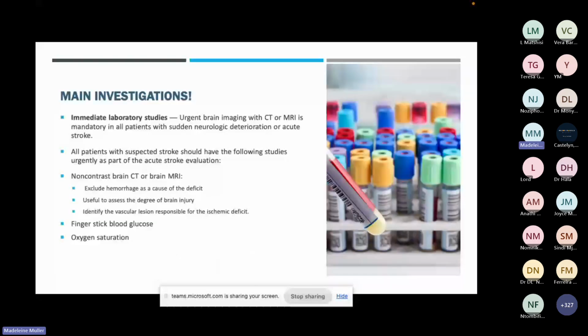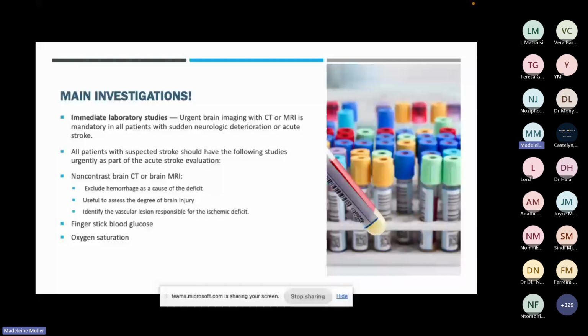All right, so these are the main investigations. So basically the investigations that the patient has to have and should be the first ones to be done. An urgent brain imaging with CT or MRI is mandatory in all patients with sudden neurological deterioration or acute stroke. All patients with suspected stroke should have the following studies urgently as part of the acute stroke evaluation. So a non-contrast brain CT or brain MRI, and what we have access to is the CT brain. This helps us exclude hemorrhage as a cause of the deficit.